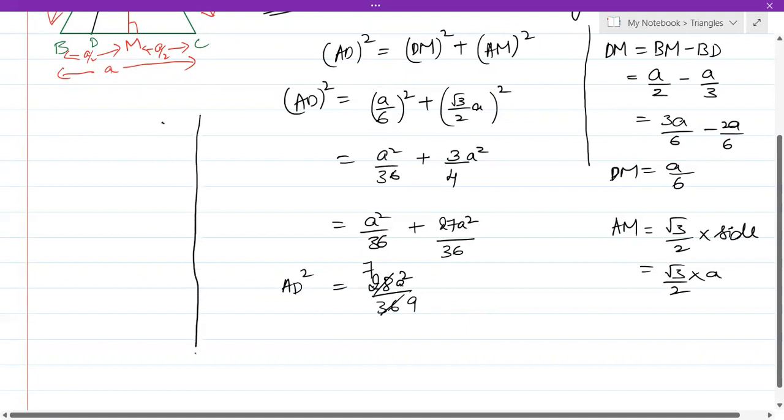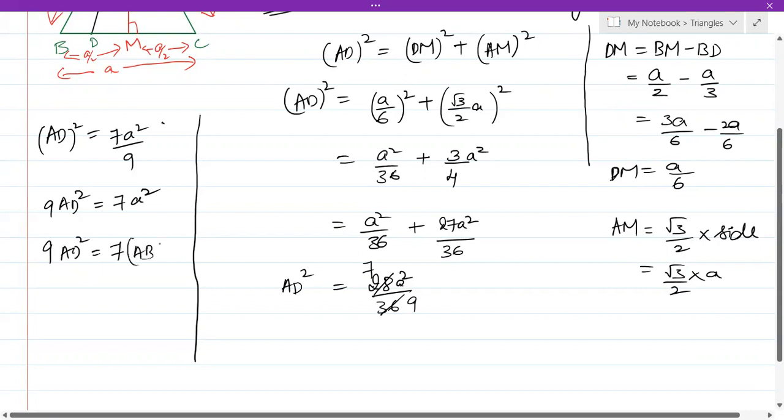Let me continue here. So here what we have got is AD square is equal to 7A square divided by 9. Let's transpose 9 to the LHS. So it becomes 9AD square is equal to 7A square. Let me replace A by AB, because the value of AB is also A itself. So 7AB square, because AB is equal to A. That's how we got the proof as 9AD square is equal to 7AB square. Hence proved. It's a very simple one.